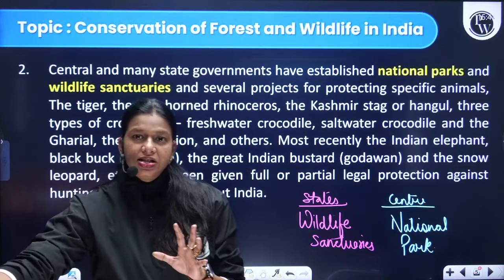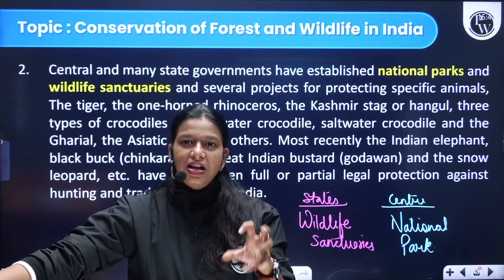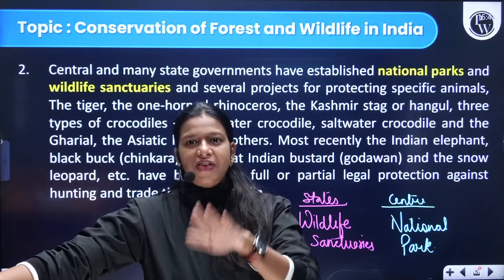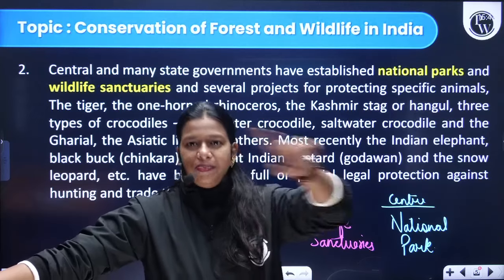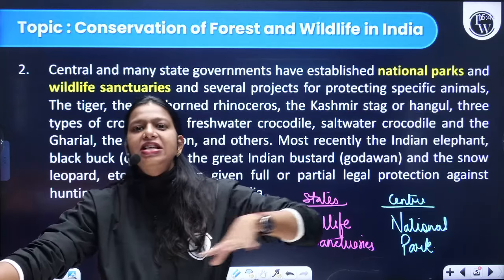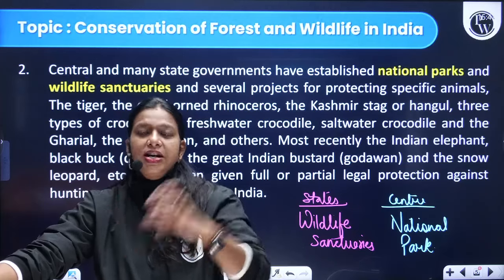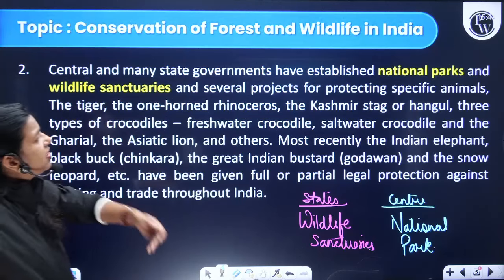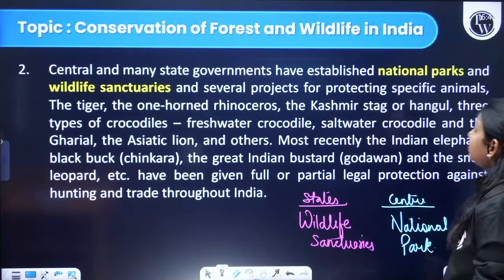Now remember, this is where we are conserving the forest. And if a forest is there in Madhya Pradesh, it would also be in India. So the wildlife sanctuaries and national parks, a lot of times they overlap their territory, because the state takes the first step to ensure that this area is protected, and the center takes the second step into making sure that it also gets a central protection, right? So center and many state governments have established national parks and wildlife sanctuaries and several projects for protecting specific animals.